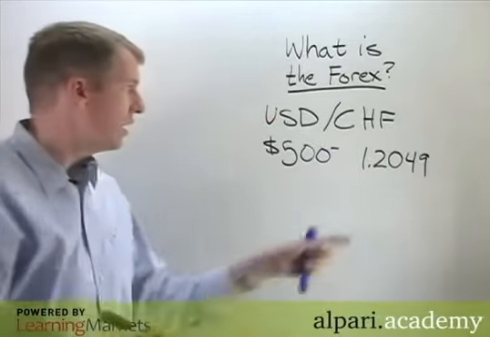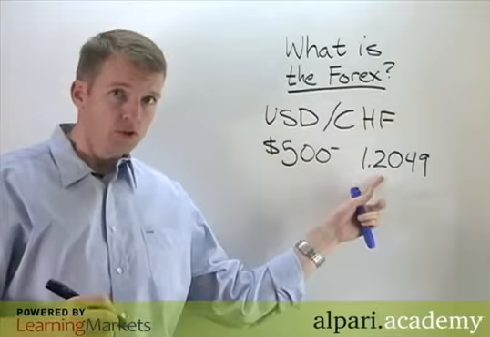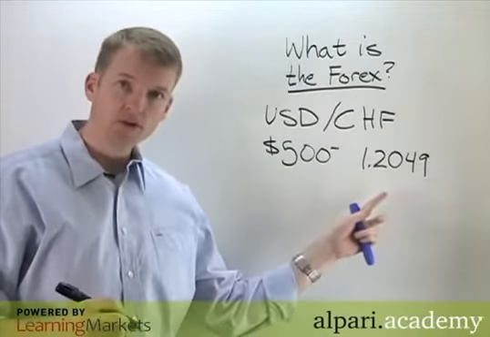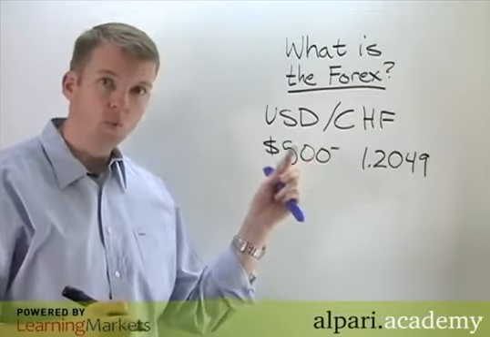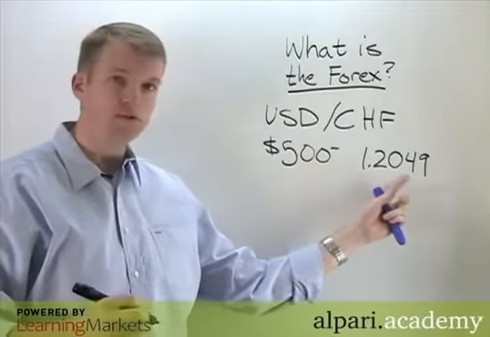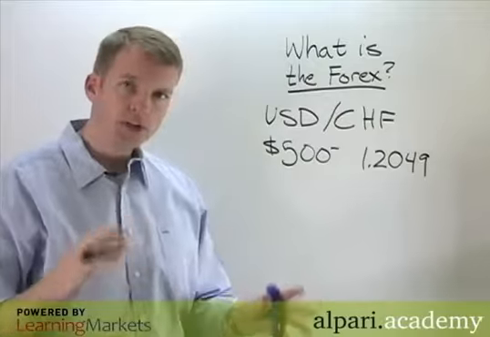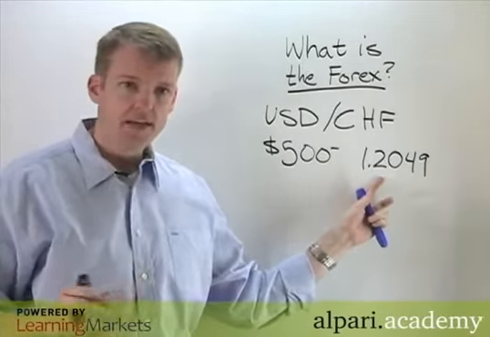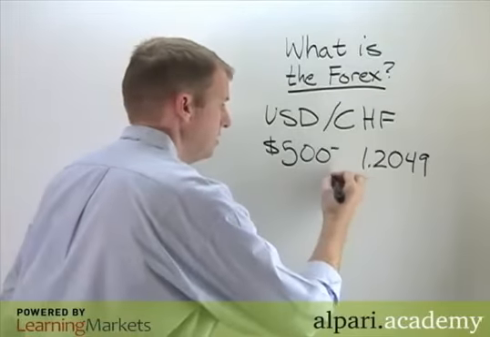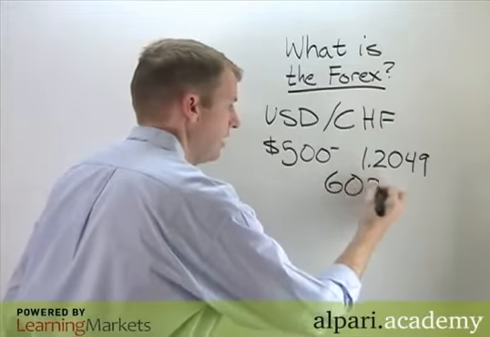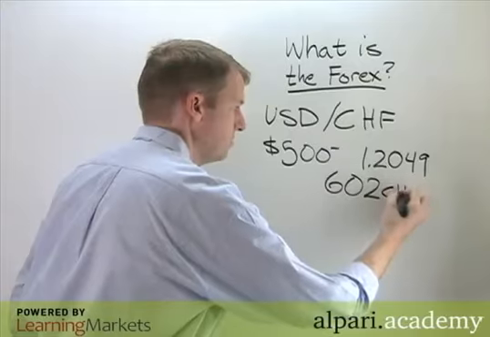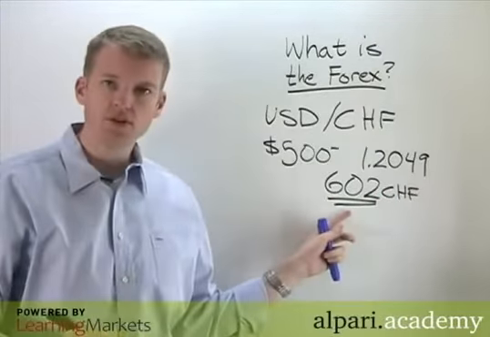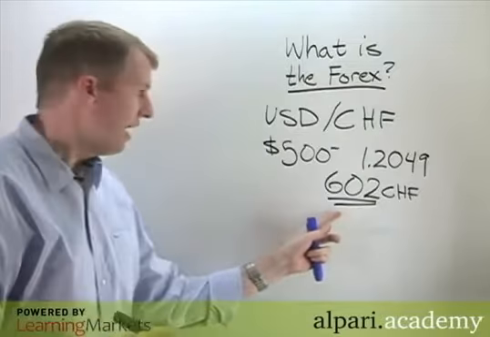So the exchange rate right now means that it's going to cost 1.2049 francs per dollar. Or, in other words, $1 buys 1.2049 francs. So if we're going to convert our dollars into francs at that exchange rate, that means essentially we're going to be paid 602 francs.